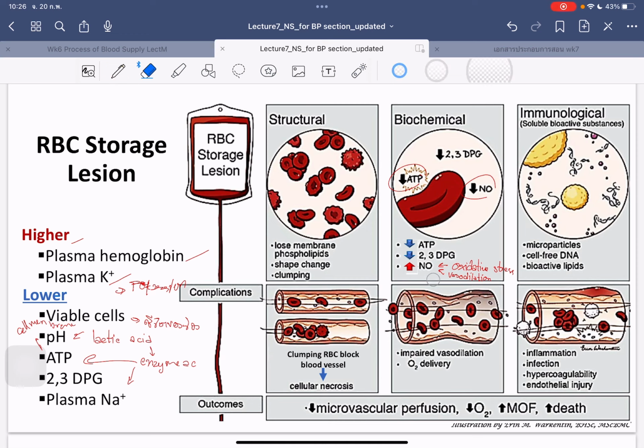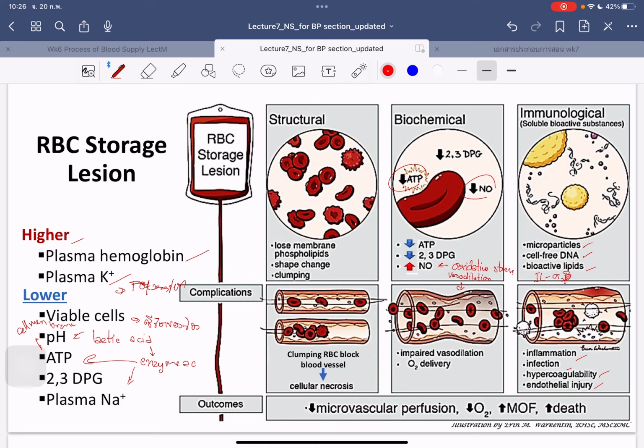And the last one is about immunological change. Studies found that if you store red blood cells for a long time, white blood cells will naturally produce IL-1 alpha or IL-1 beta that can induce fever in the patient, as well as form microparticles. Do you know this word before? Microparticle. Are you still with me? Is there something you don't understand?